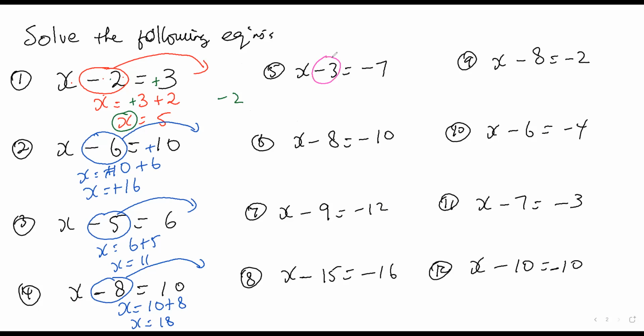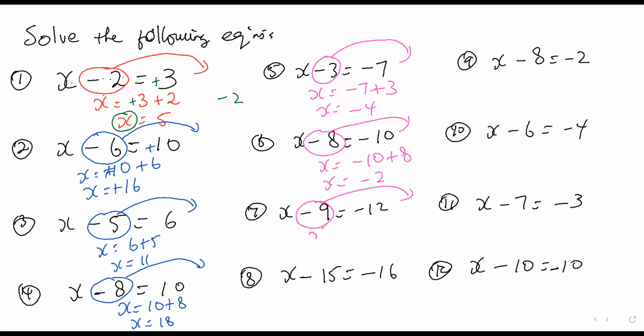Right, so let's look at them carefully. So x equals -7 plus 3, right? Different signs, subtract, the bigger sign is -4. X equals -10 plus 8. Different signs again here. So subtract, keep the bigger sign. Next, we shift across the 9. -12 plus 9, right? Different signs, subtract, keep the bigger sign. -3.